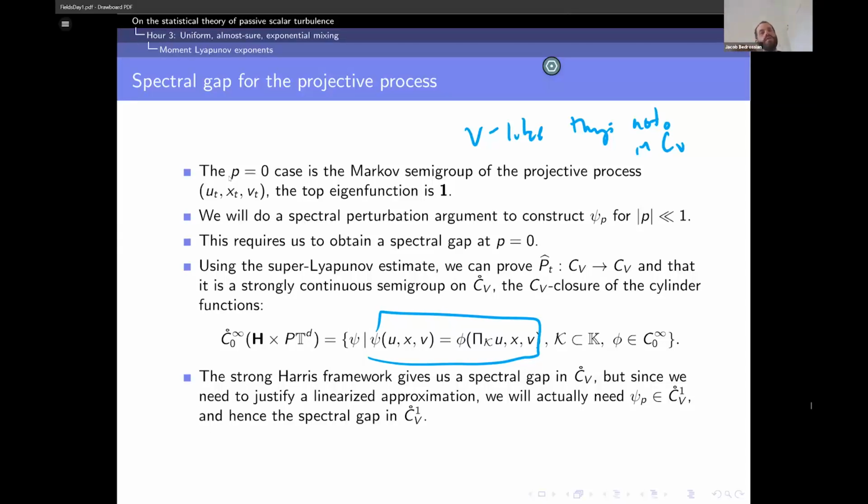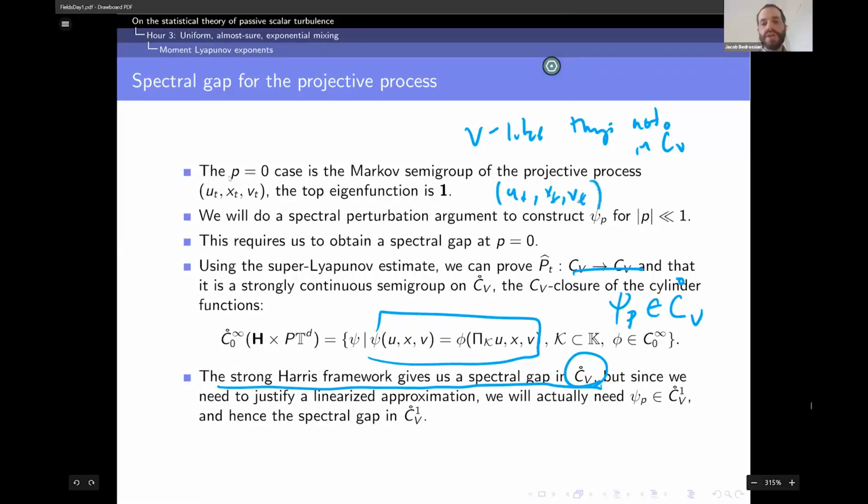And so now we come across one of the several complexities in the paper that we ran across: the strong Harris framework that I just advertised gives you spectral gaps, for example, of this projective process in CV, sorry, in CV circ. And so you can prove that there is a CP in CV circ, which is the dominant isolated eigenvalue. There's a bunch of work that needs to go into that, but it's work that we kind of already did. And so this is the Markov process we're talking about, and this is the semigroup for the projective process.